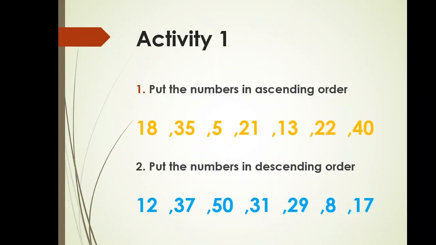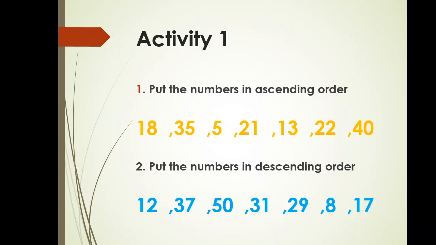Okay, Activity 1. It's time for activity. Number 1 says, put the numbers in ascending order. You have a list of numbers here, and then you need to put these numbers in ascending order. We have 18, 35, 5, 21, 13, 22, and 40. Put these numbers in ascending order.